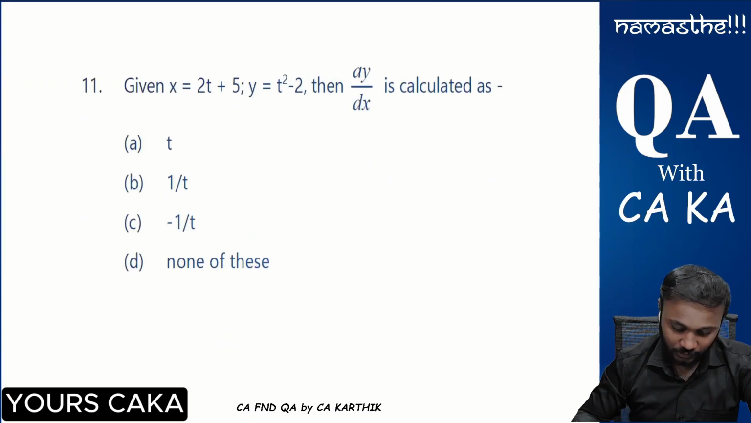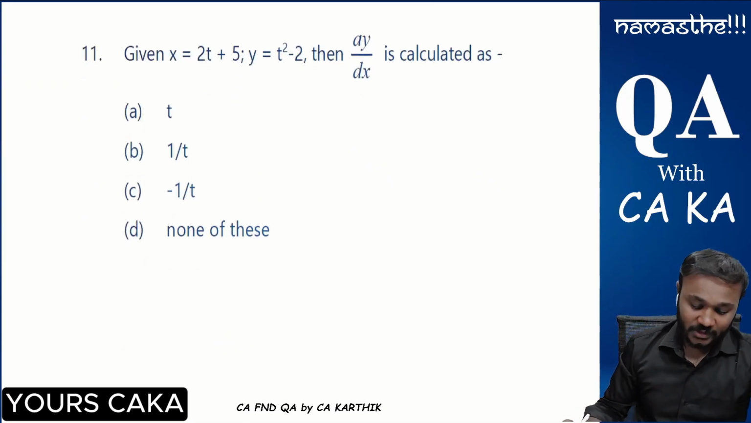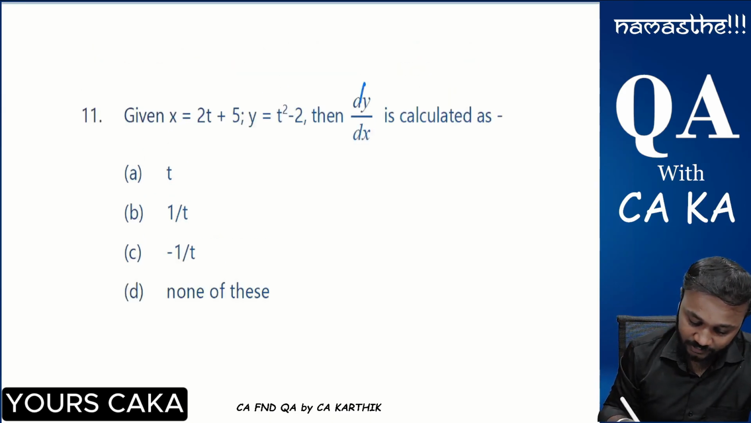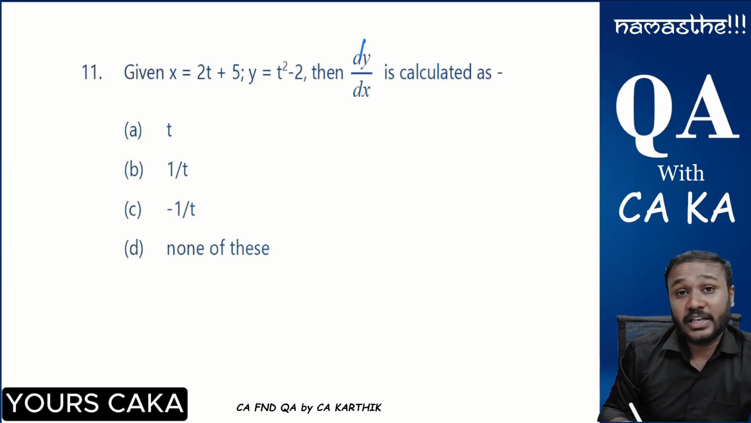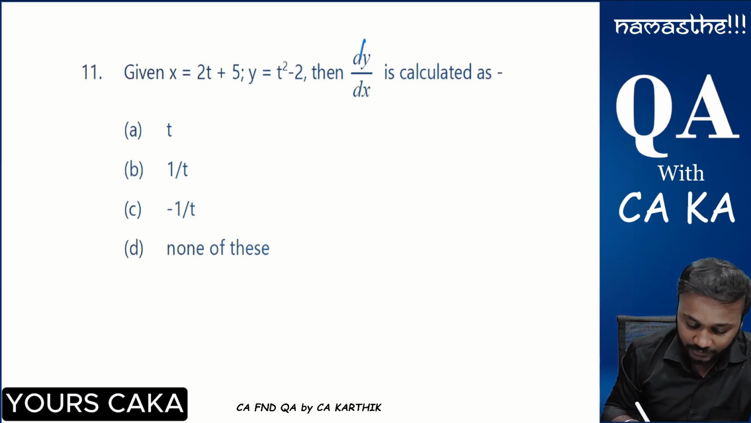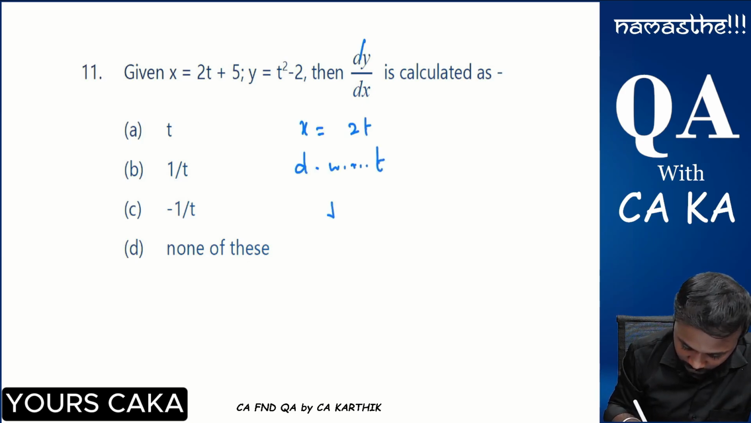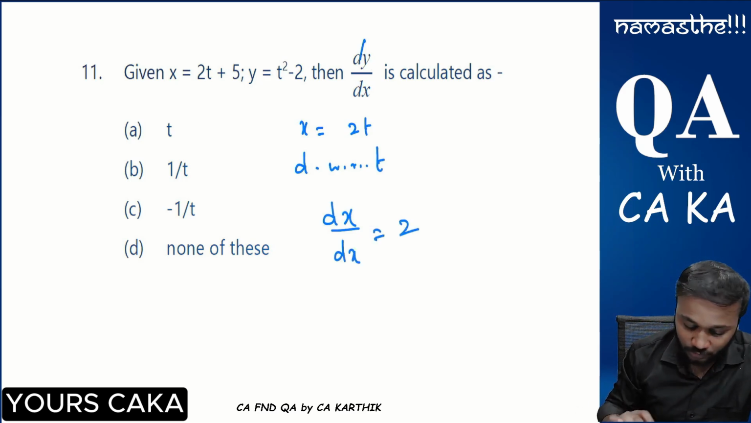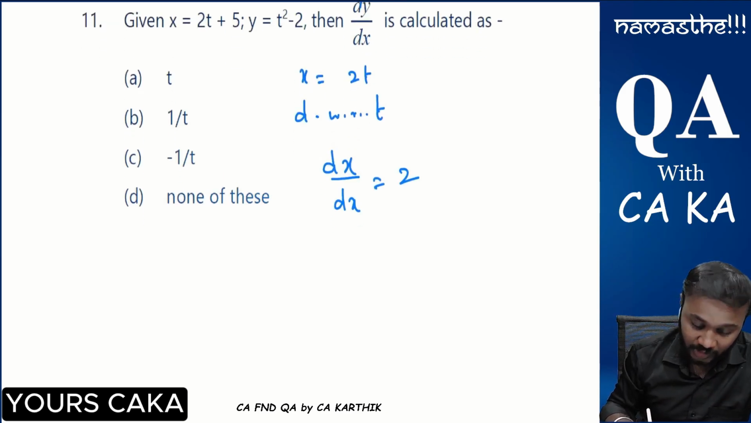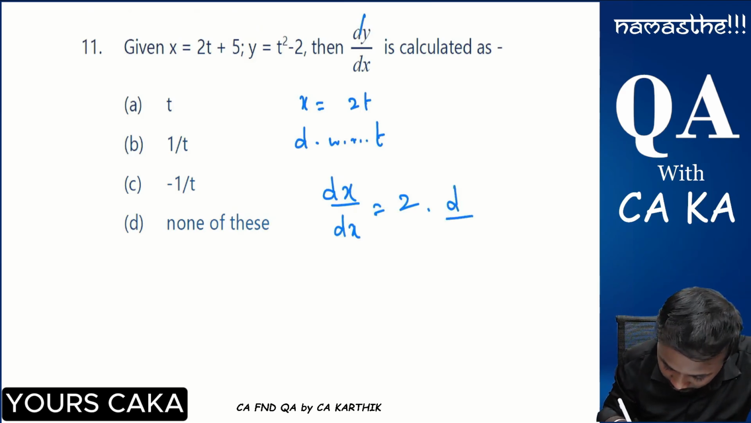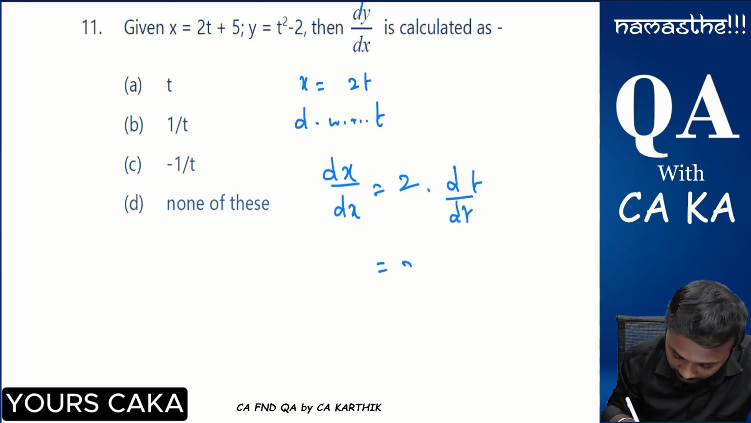Now, the 11th question. This is a derivative problem. Given x is equal to 2t plus 5, y is equal to 2t square minus 2, then dy by dx is calculated as. So we need dy by dx, but they are given in terms of t. So take the derivative with respect to t. In the case of x is equal to 2t plus 5, derivative with respect to t. d by dx of x is 1. So dx by dt is equal to d by dt of 2t, which is nothing but 2.